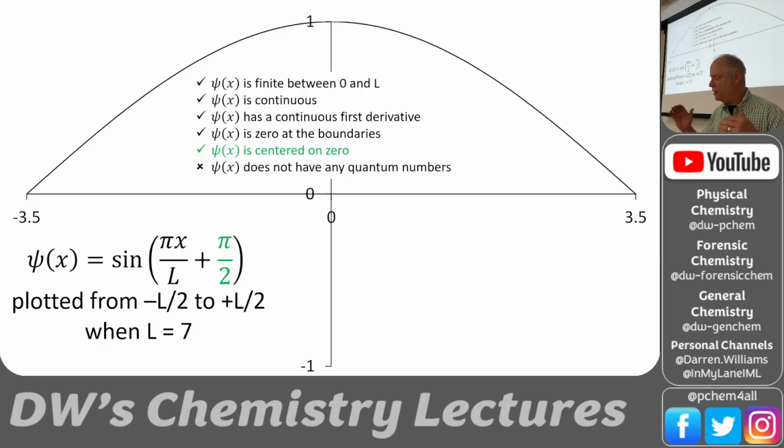So we have our wave function. It's 0 at the left side of the box, 0 at the right side of the box, but it doesn't have any quantum numbers. So it's not going to do anything. We can't increase the excitation of this wave function. We can't decrease it. So we need to add in a quantum number.